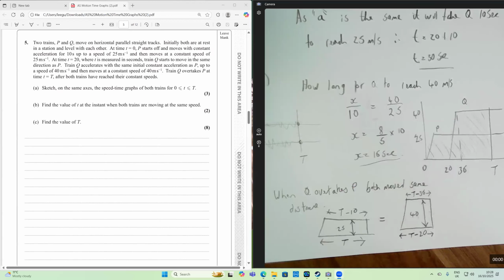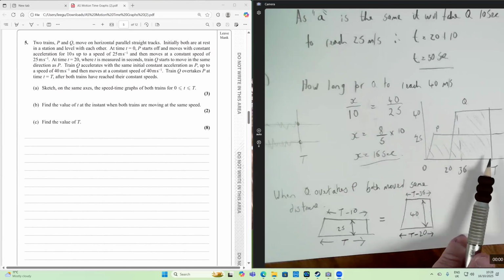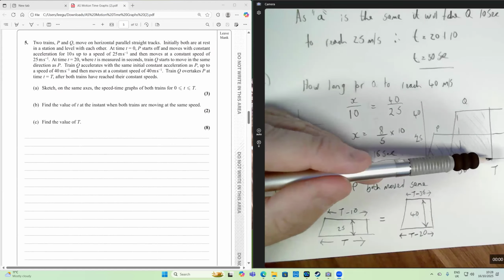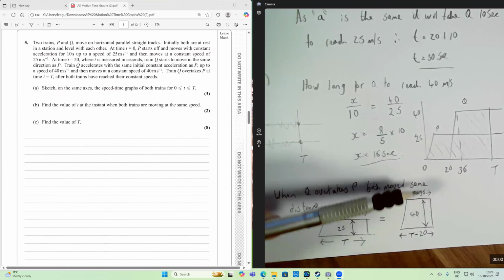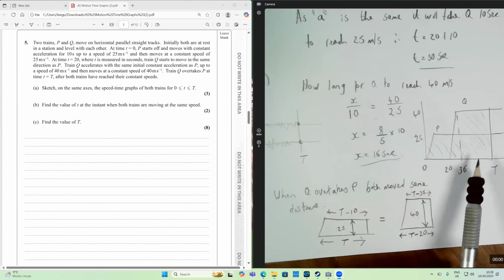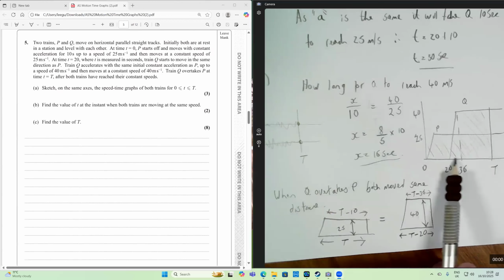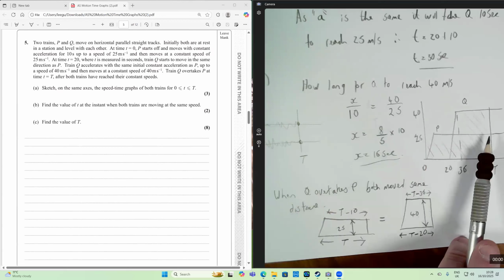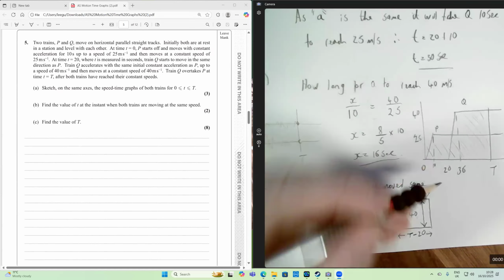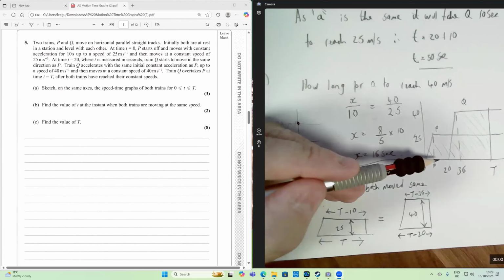Now we just need to find expressions for the areas of the two trapeziums respectively. Let's deal with the trapezium that relates to Q. This side is t minus 20, and this side is t minus 36. The distance between them is 40. So that's our expression for the dimensions of that trapezium. Now let's look at this one. The base is t. This one is t minus 10 because it took 10 seconds to reach that speed. And the height there is 25.